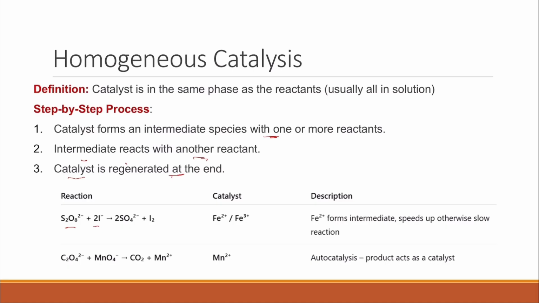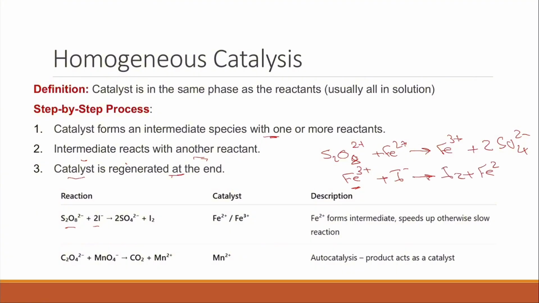So first it can collide with the peroxodisulfate and form a redox reaction. So peroxodisulfate with the iron(II) will give you the iron(III). So the iron will be oxidized while the peroxodisulfate will be reduced to give 2 sulfate ions. And then the iron(III) that is produced will now react with the iodide. So this is the intermediate that reacts with the iodide in the second step to give iodine, and then the catalyst is regenerated, which is the iron(II). I didn't actually balance these equations, but you need to balance them in your exam. And this is the overall reaction for the process.